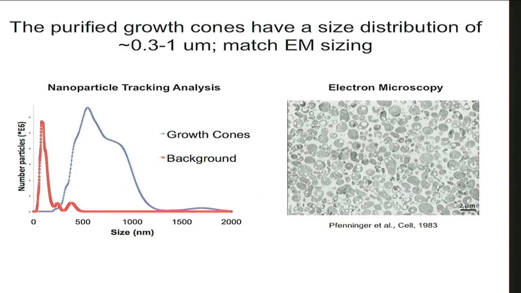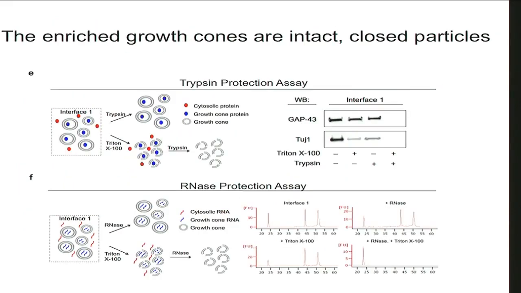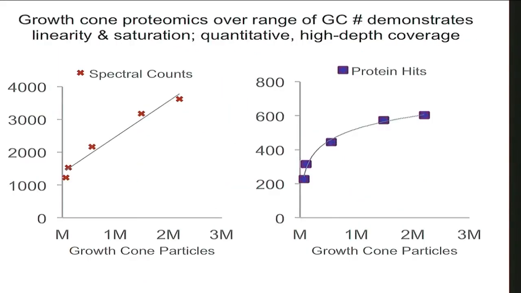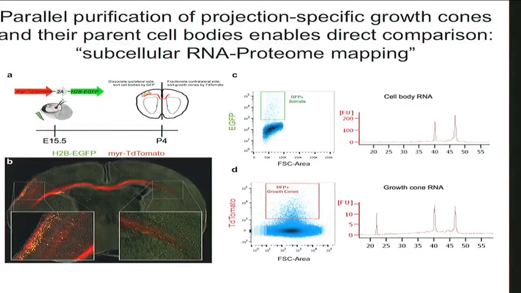They're 300 to 800 nanometers. They're the right size. They hold up to trypsin and RNase protection, so we know we have closed spheroids. We can get rid of everything on the outside. We're still in the linear range of getting more counts, but we get saturated with hits, so we think we're pretty deep in our proteomics and transcriptomics.